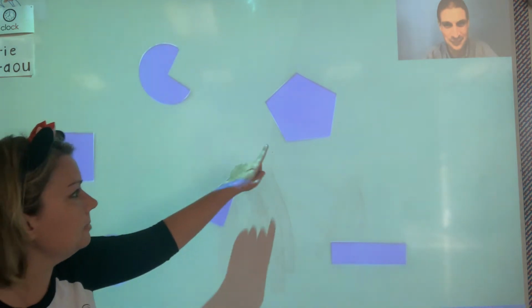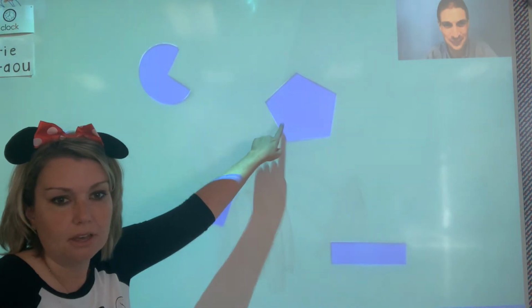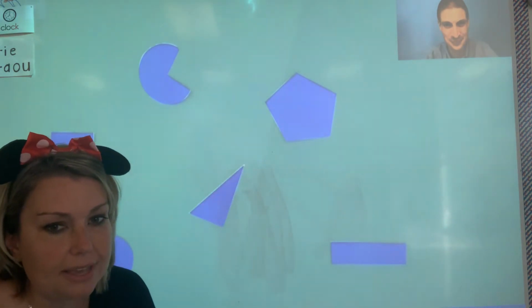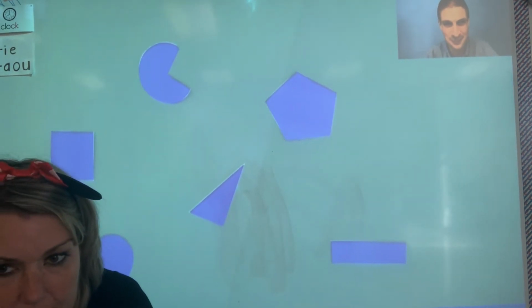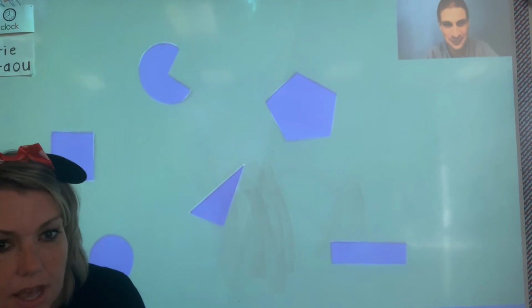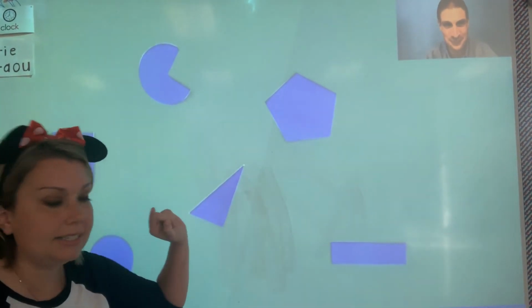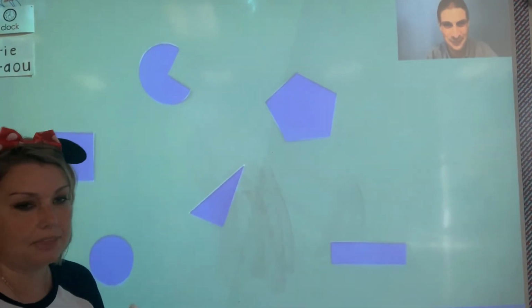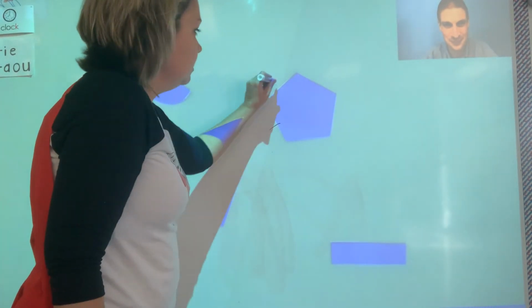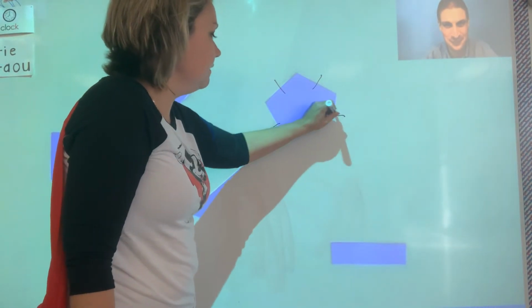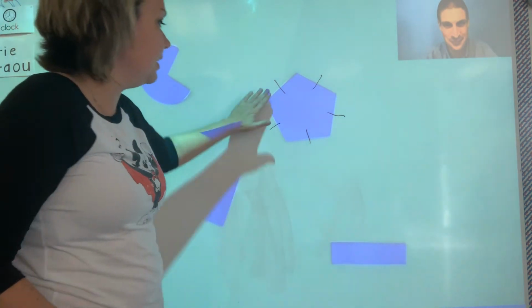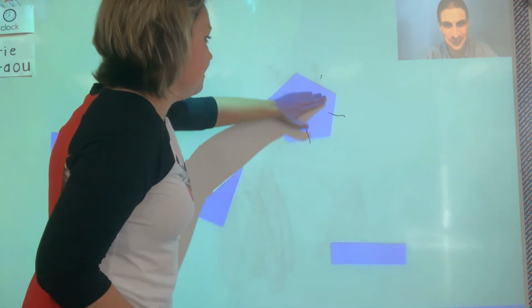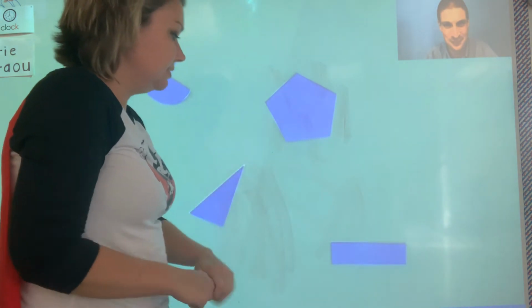Who else can tell me about this shape? Ryan, tell me about this shape. Here comes Peyton. It has 5 straight sides. Let's count them. 1, 2, 3, 4, 5. You're exactly right, Ryan. It has 5 straight sides.